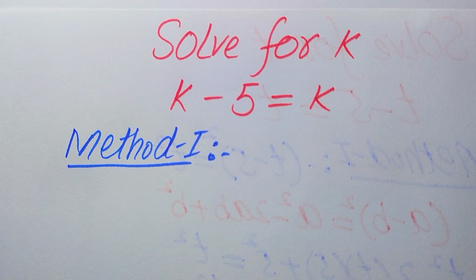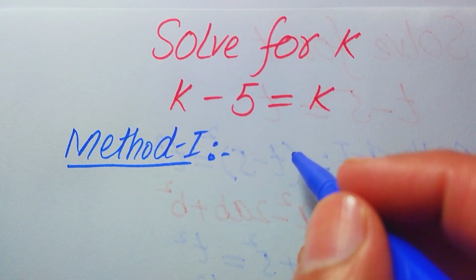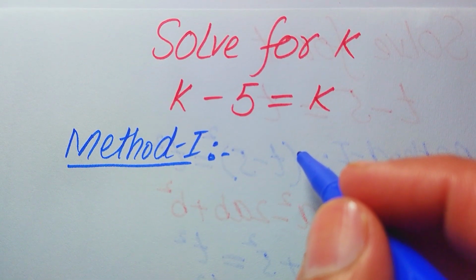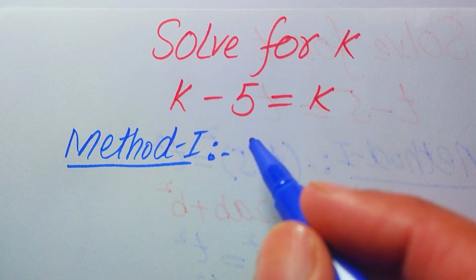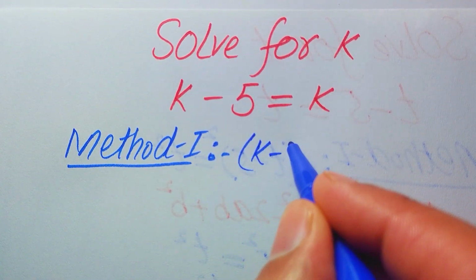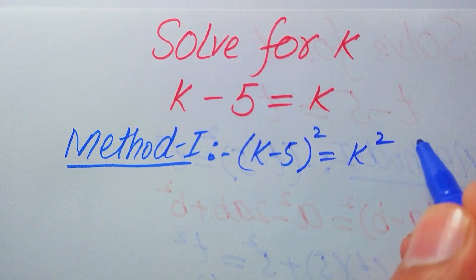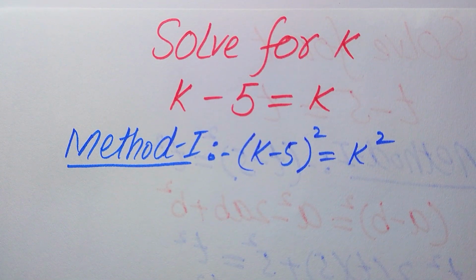So here in the first method we find the values of k, or we find the roots of this equation. If you look directly at the question statement, it is not easy to find the values of k, but here we use a nice technique to find them. First we need to square both sides, and it will be written as (k − 5) whole squared is equal to k squared.